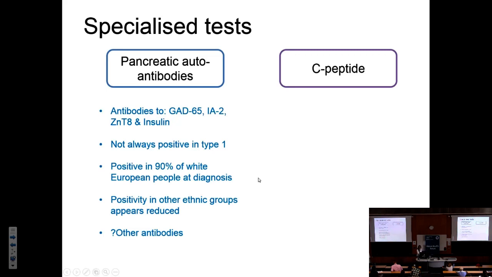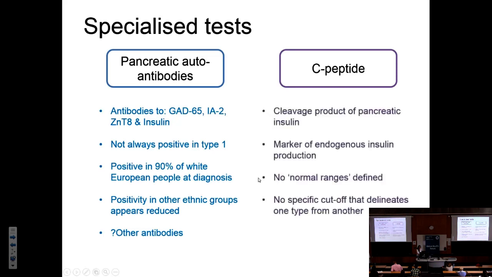The other thing that we can measure is C-peptide. That's a protein. It's a cleavage product of pancreatic insulin. So when the pancreas makes insulin, it makes something called proinsulin, and then that gets chopped in half. And half of it is insulin, the bioactive insulin, and half of it is C-peptide. And we don't think C-peptide does anything, but it's great for us because we can measure it, and that's how we differentiate between insulin that is made from the pancreas and insulin that is injected exogenously.